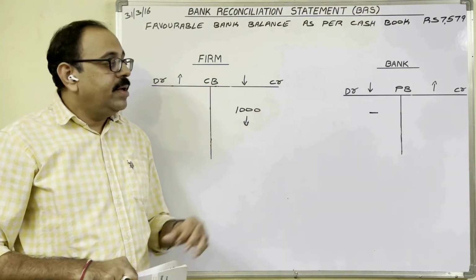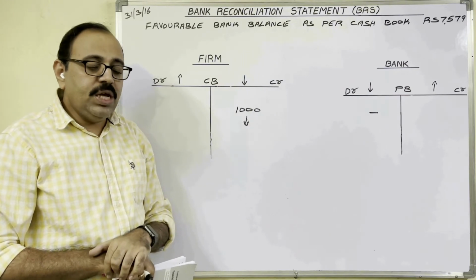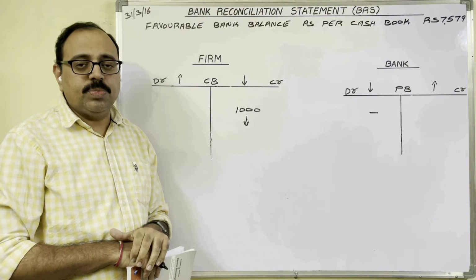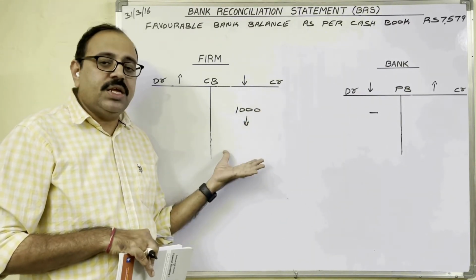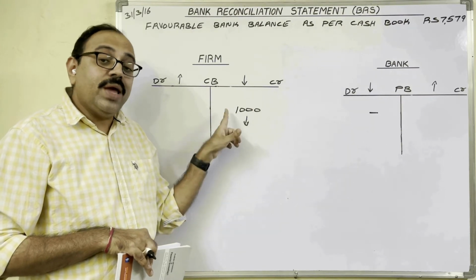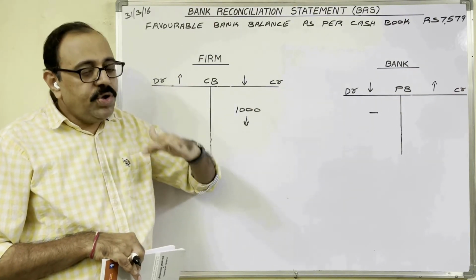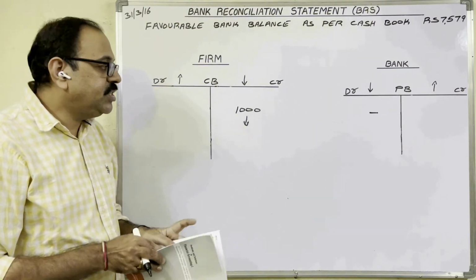Now, what to do? The bank balance as per the cash book is given in the question. So the rule is adjust the cash book as per the passbook. As per the passbook, the bank balance is constant. But unnecessarily we decreased it. Now what to do? We have to cancel this. How to cancel? We decreased by 1000, so if you want to cancel, again you have to increase 1000 rupees. Increase means which side?